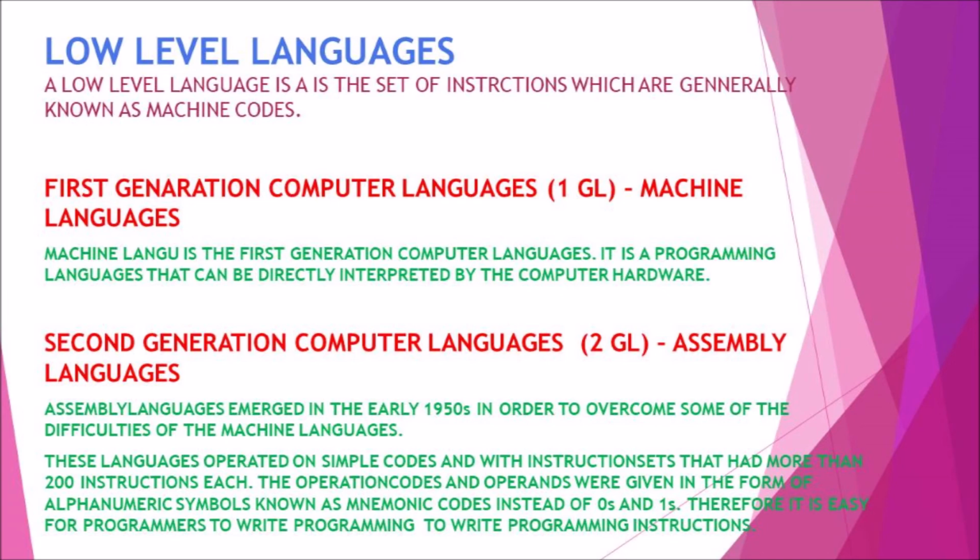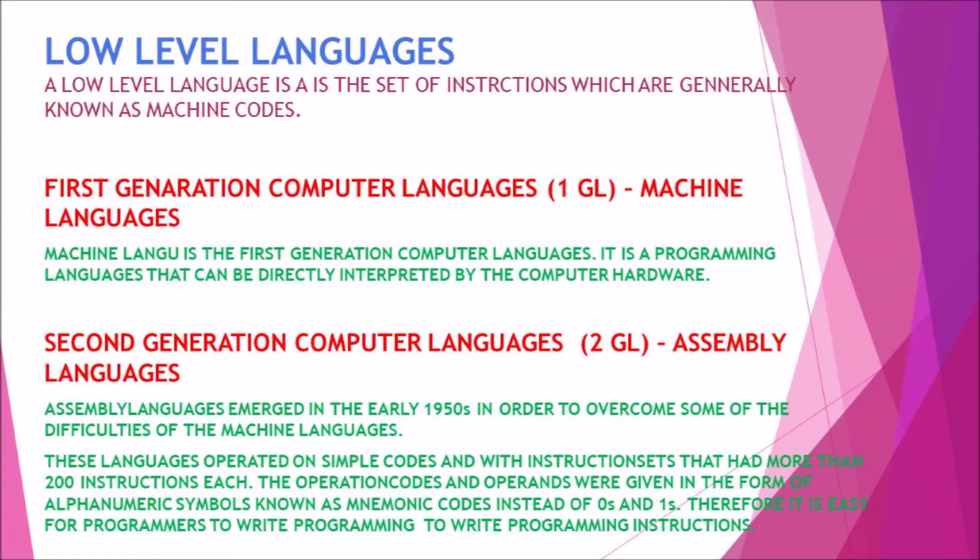Next one is the second generation computer language, that is 2GL, assembly language. Assembly language started in the early 1950s to overcome the difficulties faced in machine language. These languages operated with the help of simple codes and instruction sets, groups of instructions. The instructions are grouped, with more than 200 instructions, the operation codes and the operands. Say for example, a plus b. Here a and b are the operands, and plus is the operator.